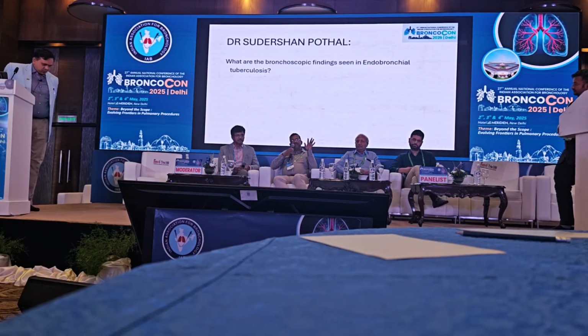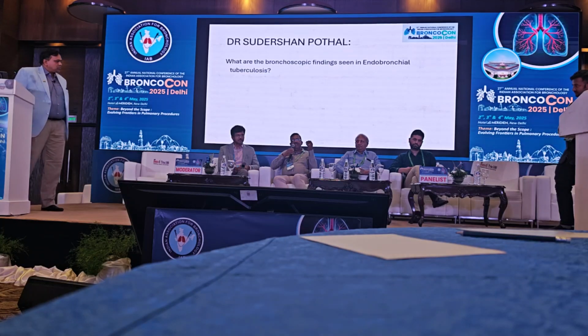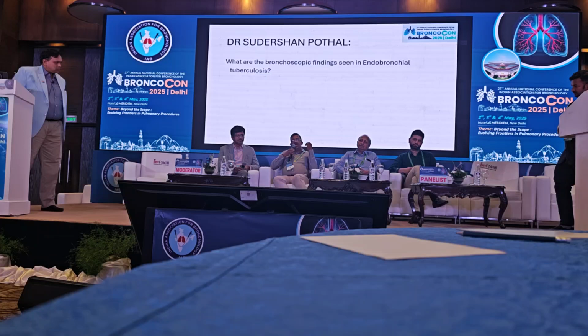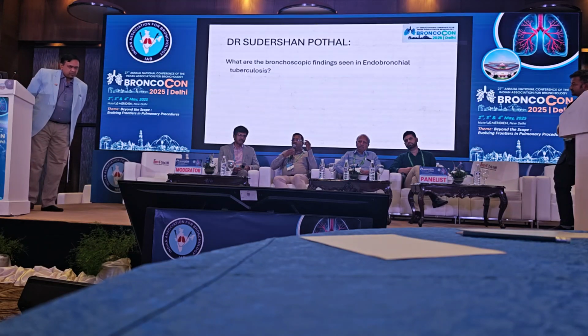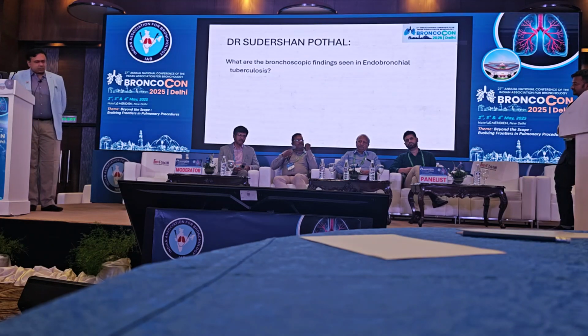There are 7 types of description explained. Say, for example, one is non-specific bronchitis type. Second is acute caseating type, active caseating type. Third is stenosis type, ulcerative type, granular type, and tumorous type. There are around 7 types discussed. But out of all, the commonest is chronic non-specific bronchitis type and some kind of granular type, and so on. Definitely, sir.